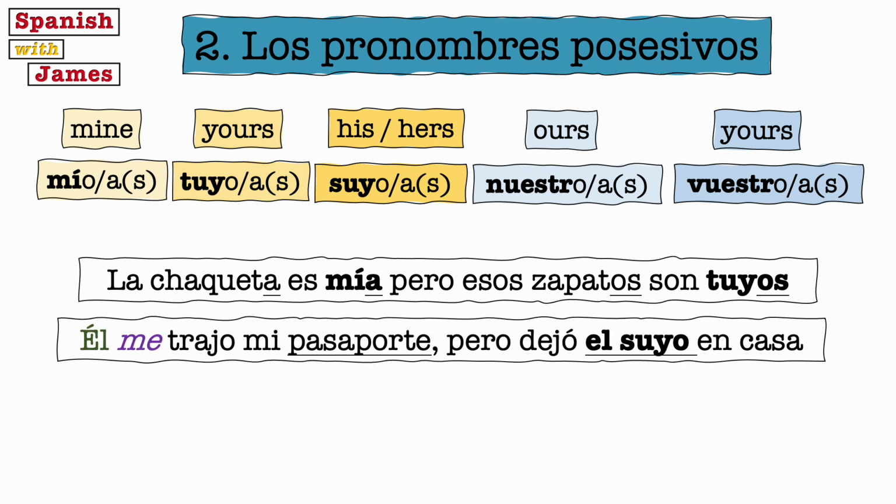Él me trajo mi pasaporte, pero dejó el suyo en casa. He brought me my passport, but he left his own, or his one, at home. So here I'm also using an object pronoun, the me, which we'll talk about a bit later, but let's focus here on el suyo, because I've mentioned the word pasaporte. El pasaporte is a masculine noun. Instead of saying trajo mi pasaporte, pero dejó su pasaporte, he left his passport, there's no point saying the word passport twice, so I can just say like he left his. It's more efficient, it sounds a lot more natural, which is why learning how to use pronouns is really essential to sounding more native when we speak Spanish.